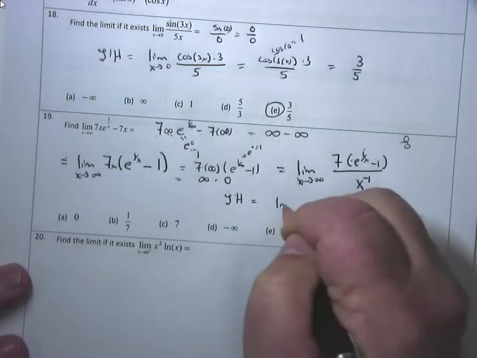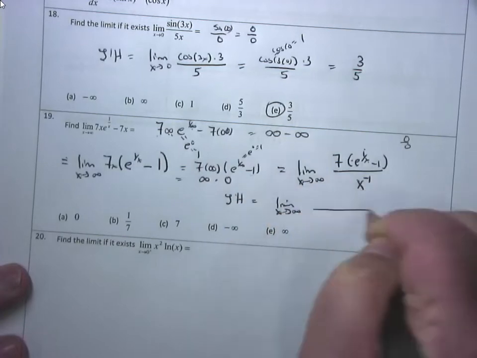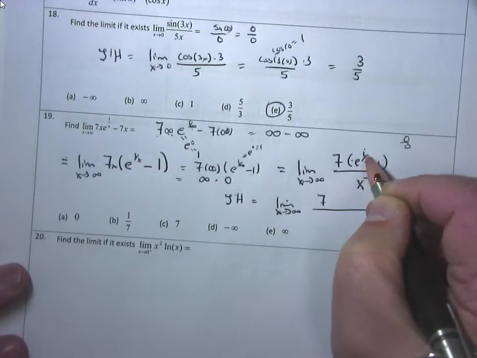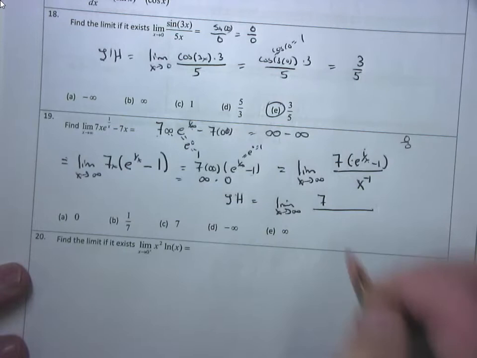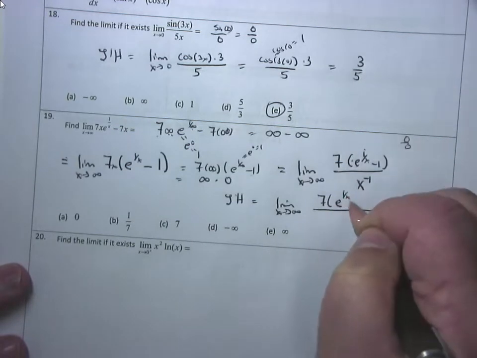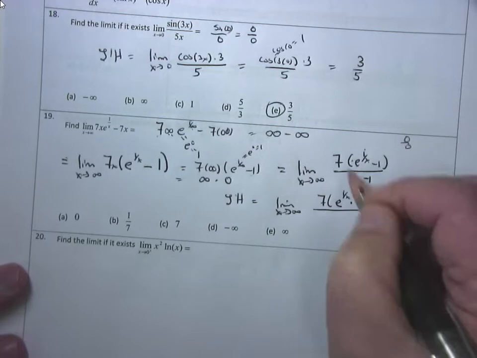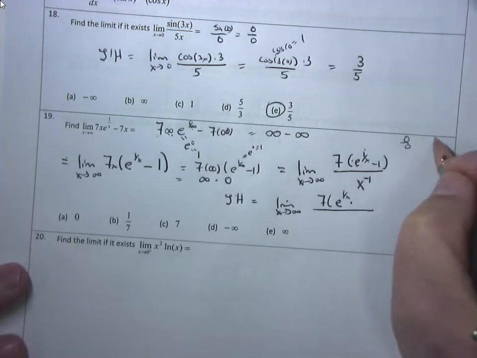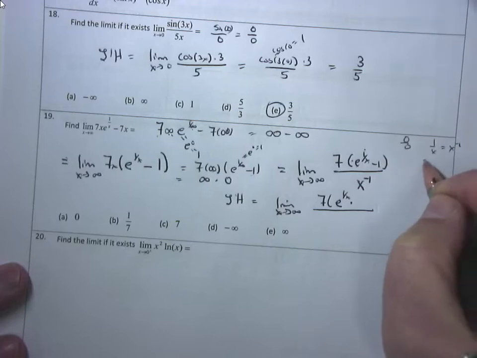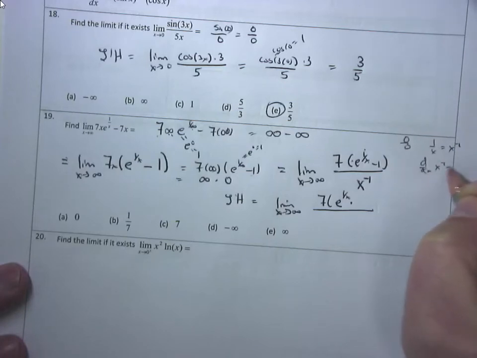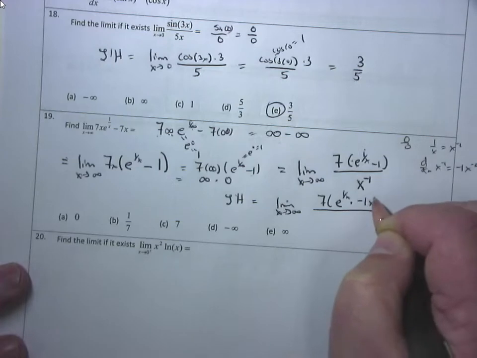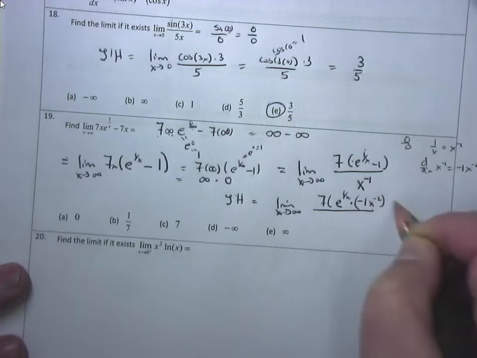This is equal to the limit as x approaches infinity of, 7's a constant. What's the derivative of e to the 1 over x? Well, derivative of e to the x is e to the x, but derivative of e to a function is e to the function, e to the 1 over x, times the derivative of the exponent. 1 over x is the same thing as x to the negative 1. So the derivative of x to negative 1 is negative 1x to negative 2. So it's times negative 1x to the negative 2, just to let you guys know.